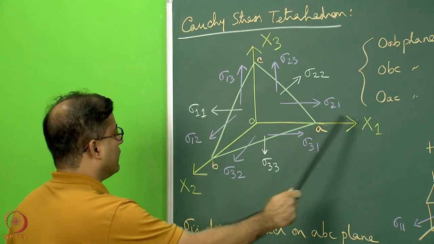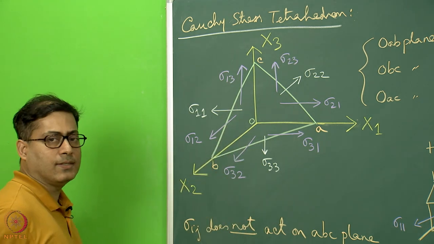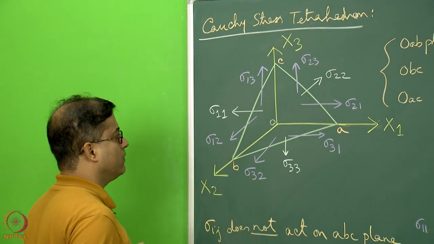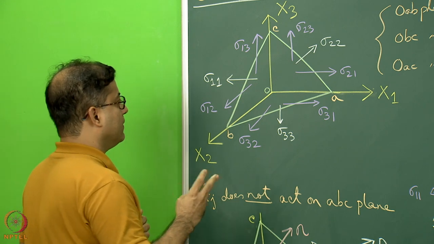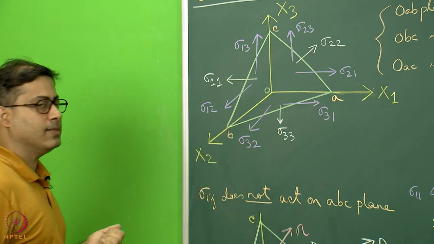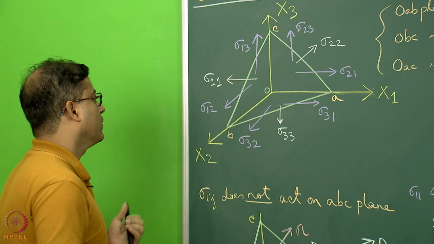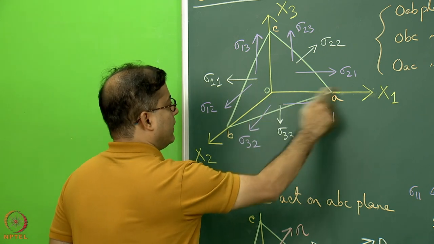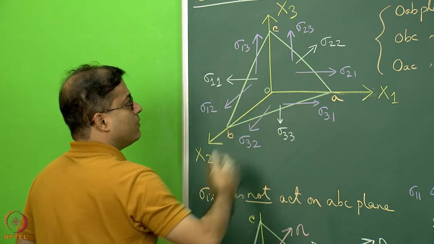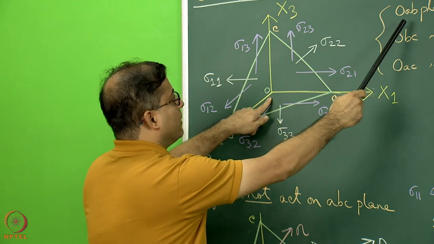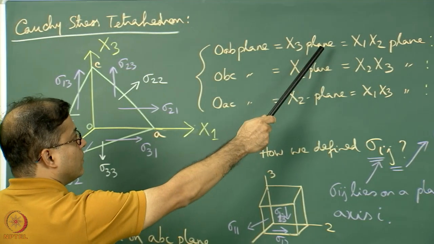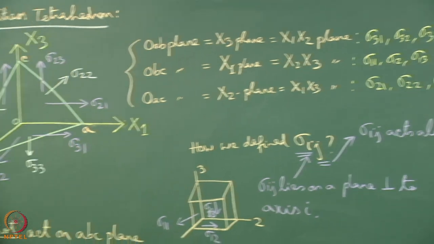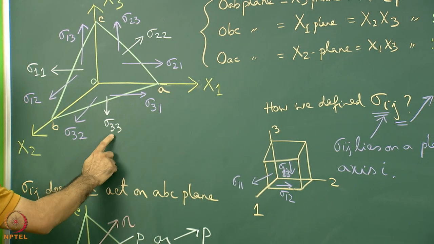We have considered OX1, OX2 and OX3 as the three perpendicular axes, and using them the tetrahedron has been defined. The three different faces are to be well understood, on which the stresses sigma ij are acting. Let's take first the OAB plane. This is the same as the X1, X2 plane, which is the same as saying the X3 plane. So the OAB plane is equal to the X3 plane is equal to the X1, X2 plane. On this there are three stresses acting. I have shown them as sigma 32, sigma 31 and sigma 33.